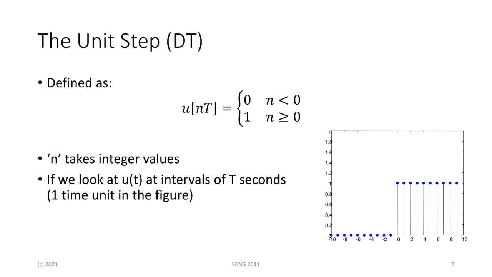The discrete time unit step is a little bit different. The discrete time unit step is a series of values at some interval of t seconds, t days, whatever the time interval happens to be. So it's a series of zeros up until t equal to 0, and then it's 1 every time at all the intervals after that.